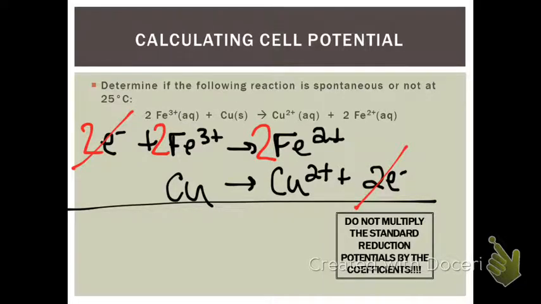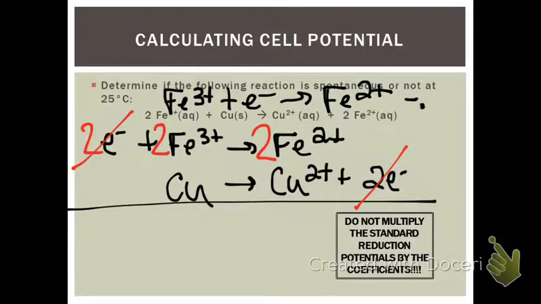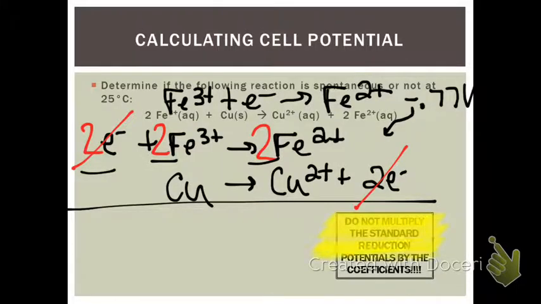What screws students up is when they go to look up the actual potentials off that reduction chart. What you're going to find on that potential chart is Fe3+ + 1 electron makes Fe2+, and the value on the chart is 0.77 volts. What students mistakenly do is they multiply the potential on the chart by 2 because of these 2's. Do not do that. Do not multiply the standard potentials by the coefficients. They are unaffected. In the end, this one's reduction potential is still 0.77 volts.